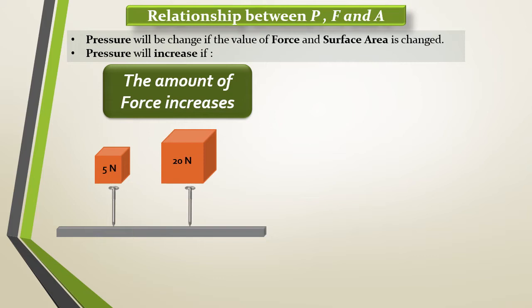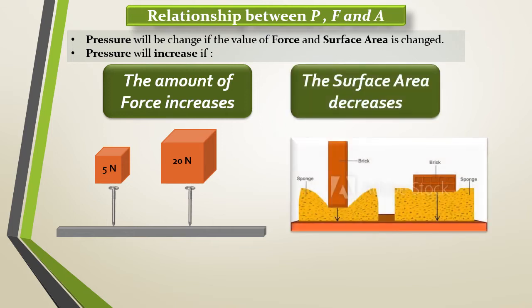As you can see in the diagram, ada 2 kotak. The small box has 5 Newton weight, and the big box has 20 Newton weight. So when we want to produce a higher pressure, we need to increase the force. Kalau kita nak pressure yang tinggi, kita kena tinggikan juga force yang dikenakan. The second one is the surface area. When we want to produce a higher pressure, kita kena decrease the surface area of the object. Surface contact must be smaller.